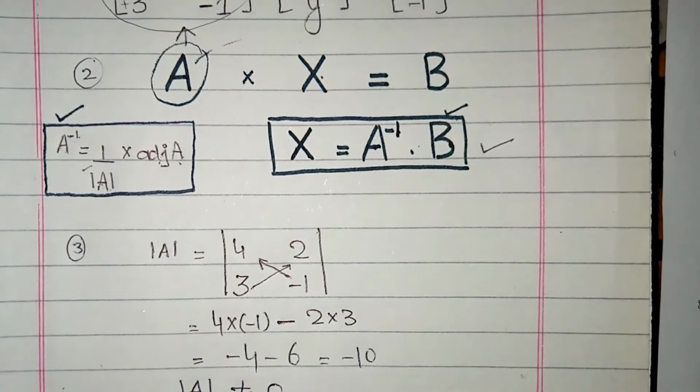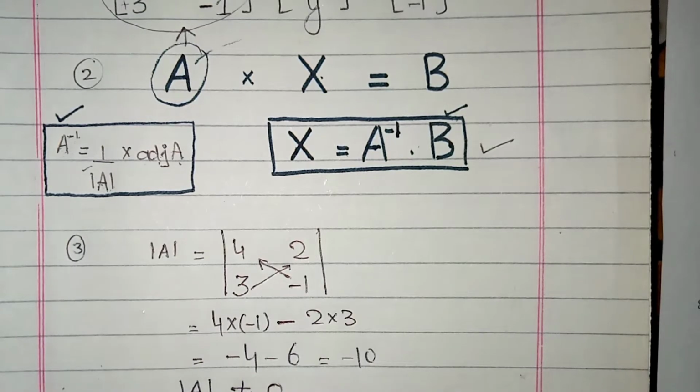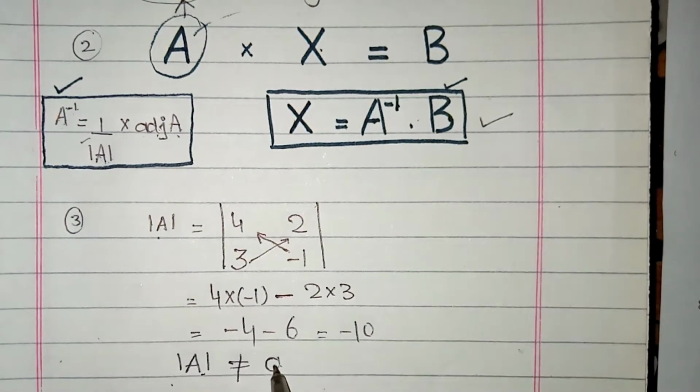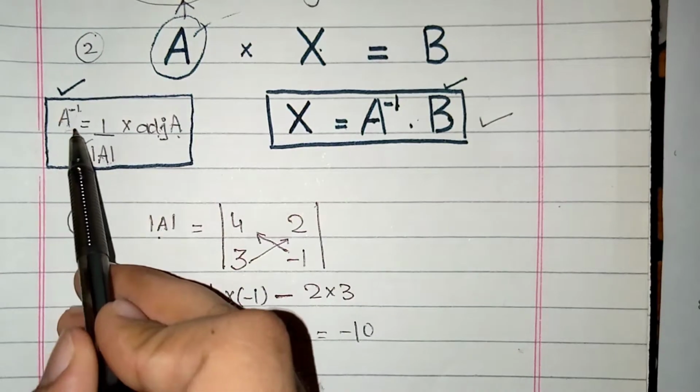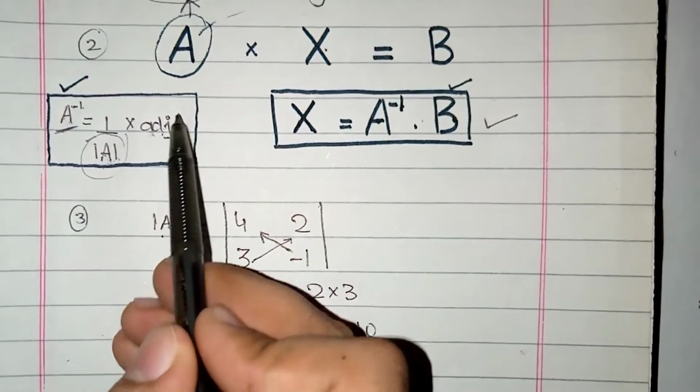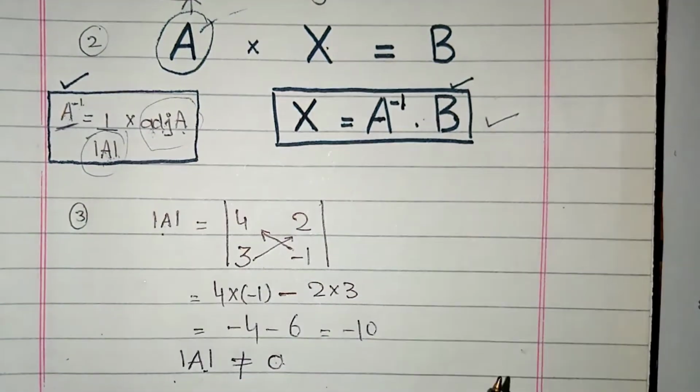Now if you get the answer that the determinant of A is equal to 0, you cannot proceed with your question further. It means you have to stop your answer there if you find that the determinant of A is equal to 0. Here you can see the determinant is not equal to 0. Now I have told you in the third step I have to find two things: first the determinant of A, second the adjoint of A.